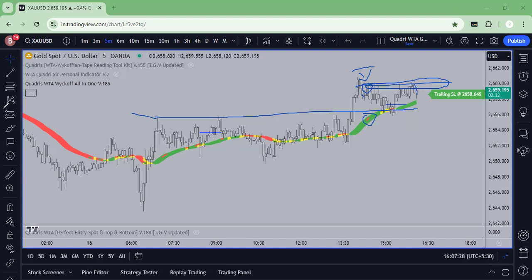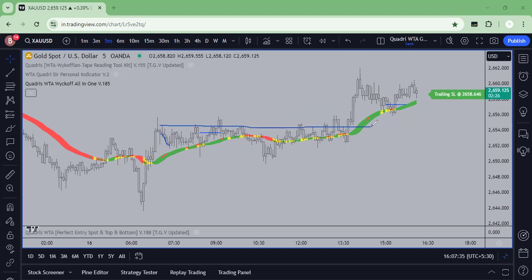So in this particular case, for example, price has started from this particular point. If you draw towards this particular line, you can see price is getting rejected, and you see an effort versus result kind of situation at this particular point. So follow along. This is the indicator explanation video.